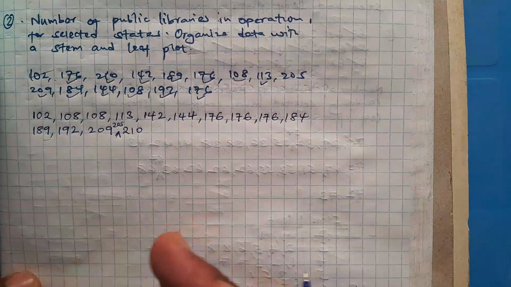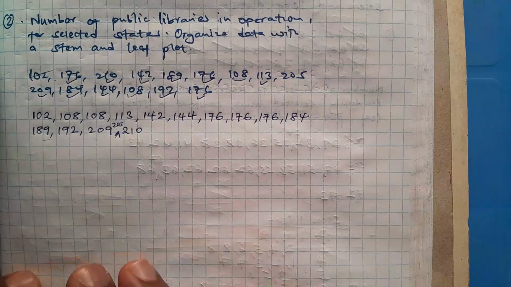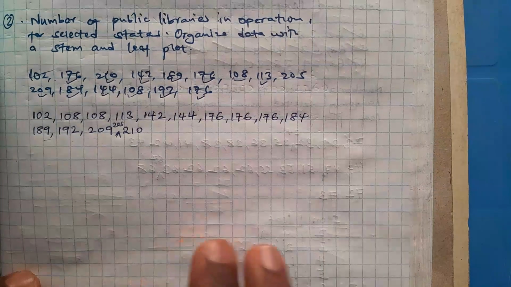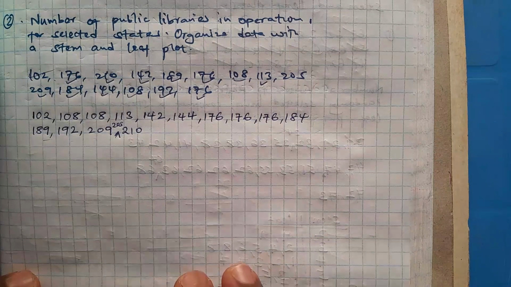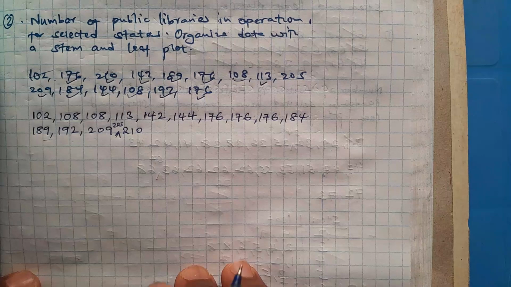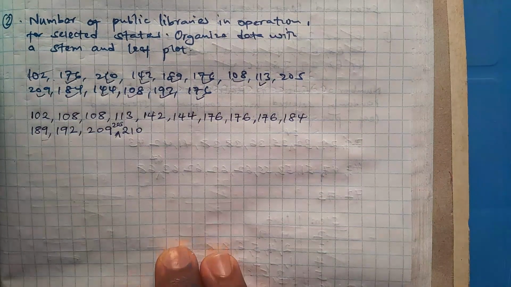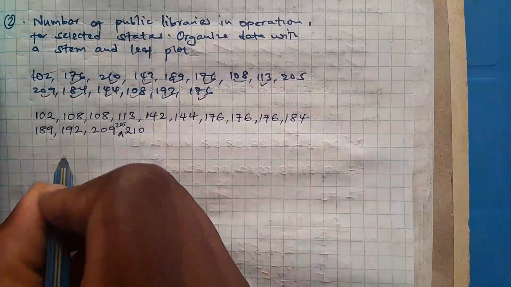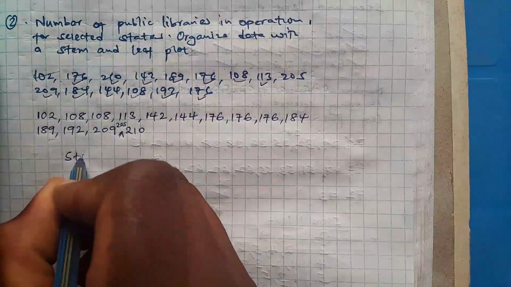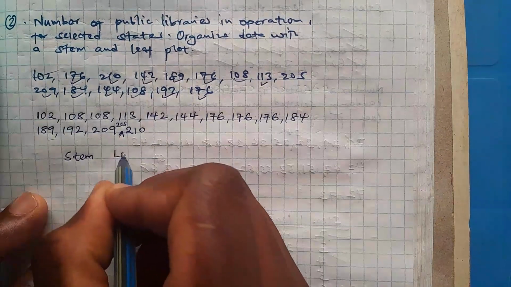Now, when you have variables in hundreds, then the first two digits become the stem, and the last digit becomes the leaf, just as you are going to see. Now, we go ahead and construct our stem and leaf plot. We'll have our stem, and we will have our leaf.